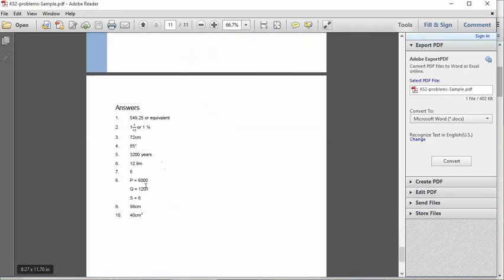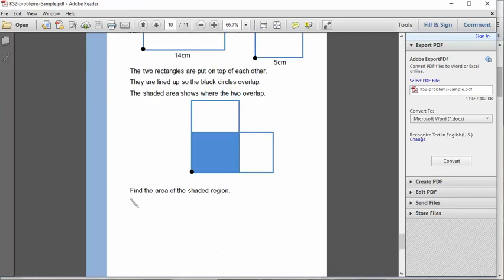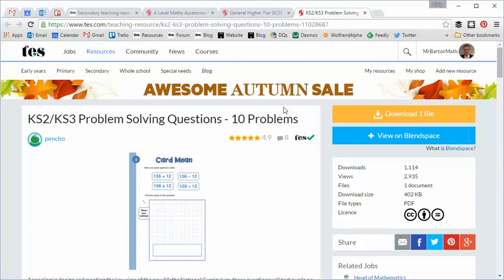And then thank God the answers are there. So what a wonderful source of 10 problems. I'd wholeheartedly recommend downloading those and getting them used in the classroom.